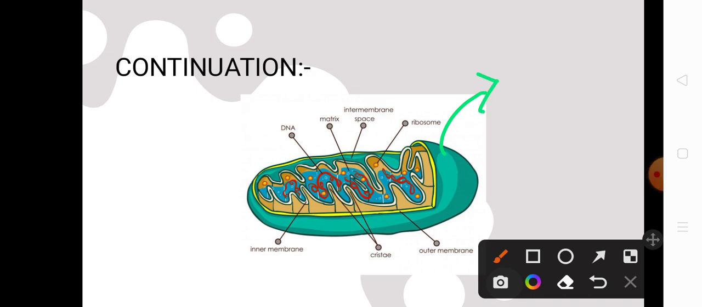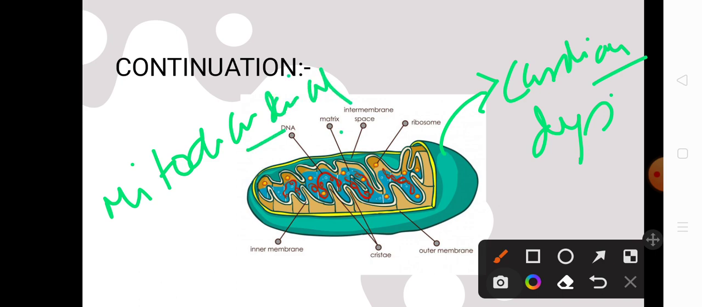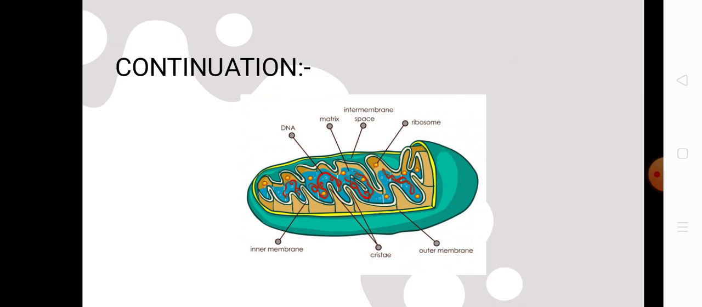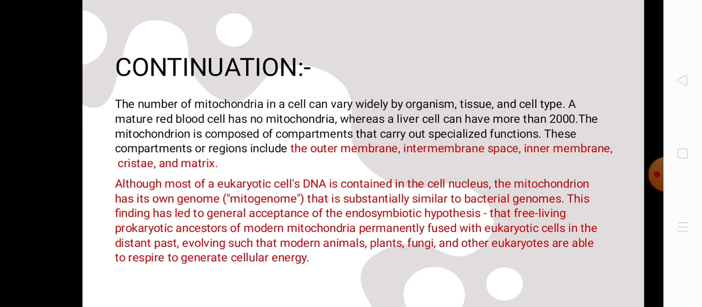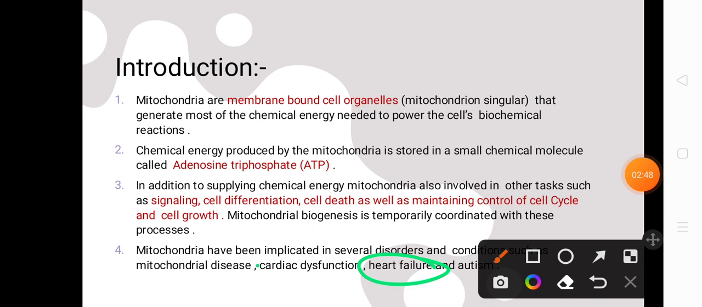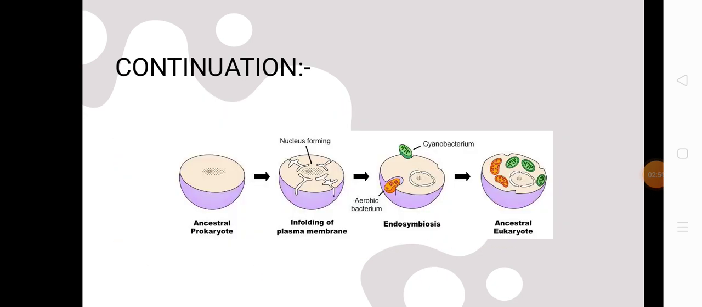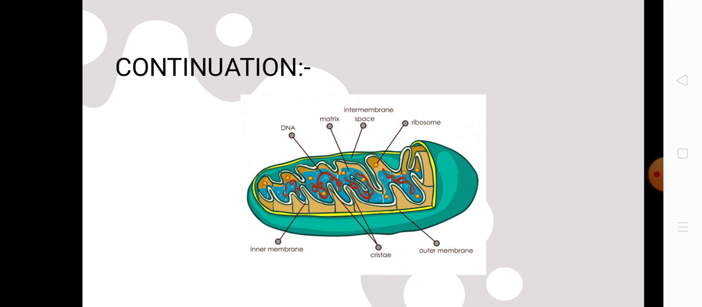There may be cardiac dysfunctions, mitochondrial diseases, as well as various other important types of threat that are associated with any kind of problem in mitochondria. Okay, for example, heart failure, autism, mitochondrial disease, cardiac dysfunction. So it is very clear to us why mitochondria are very important, right?